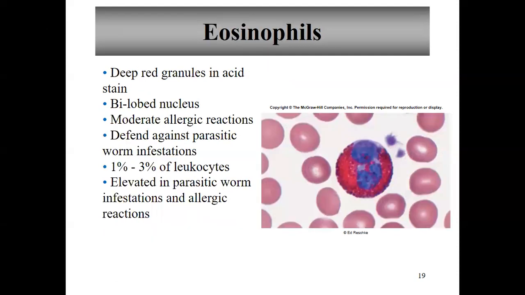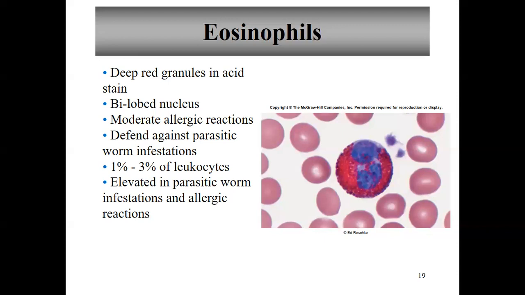Next, you have your eosinophils. Eosinophils turn a deep red, primarily with your acid staining. So you'll notice that the cytoplasm still has lots of granules because this is a granulocyte, and those granules tend to turn red. And then you have your bilobed nucleus, bi meaning two. So you have these two portions, 1, 2, of the actual nucleus. This is the white blood cell that is elevated when you have either allergies or parasitic worm infections.